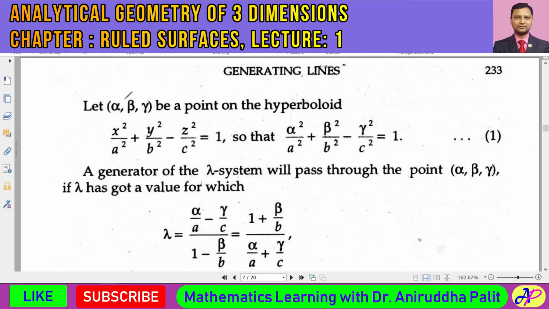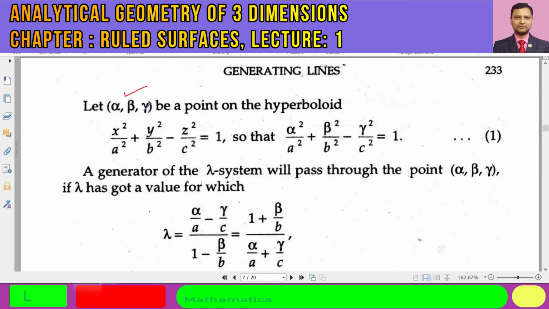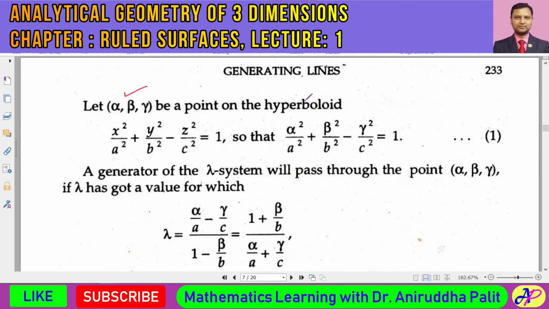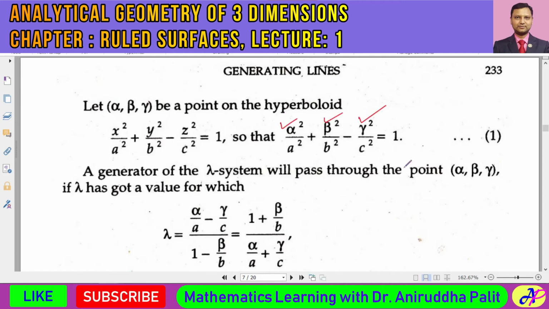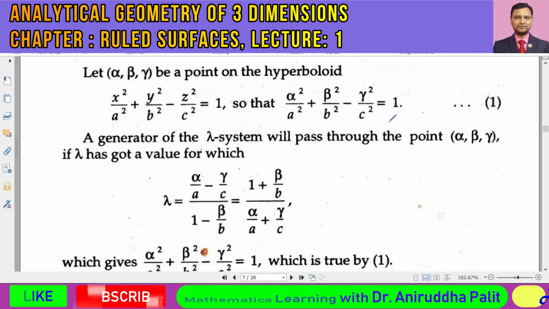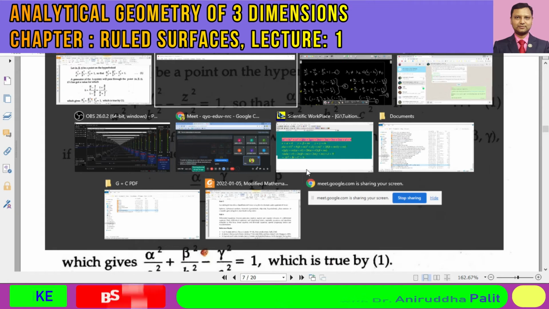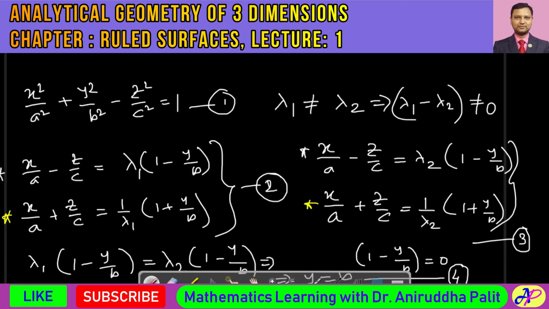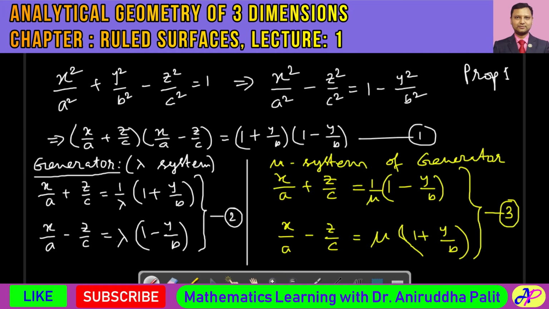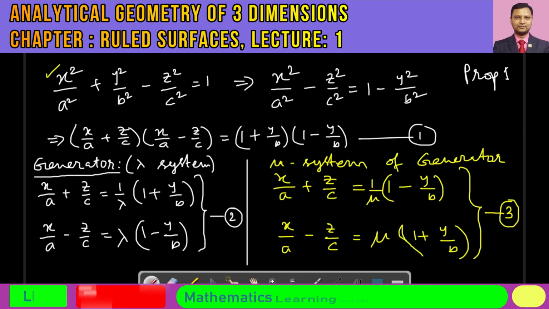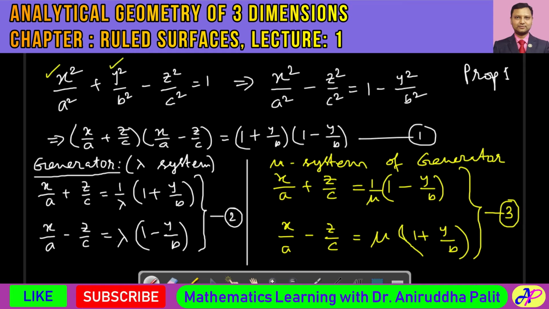You see, suppose alpha, beta, gamma is a point on the hyperboloid, so it must satisfy the equation of the hyperboloid of one sheet. So just by putting x is equal to alpha, y is equal to beta, and z is equal to gamma, we get this type of result. And again, you can make this type of manipulation over here. You see the kind of manipulation I did in this example in the previous system. Just in place of x, we can put alpha. In place of y, we can put beta, and in place of z, we can put gamma.